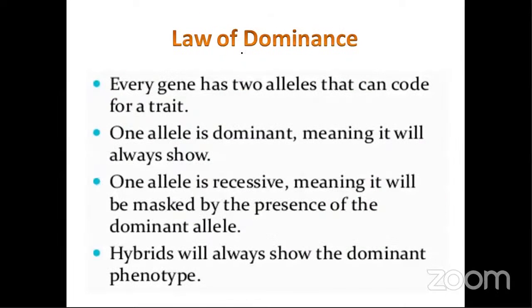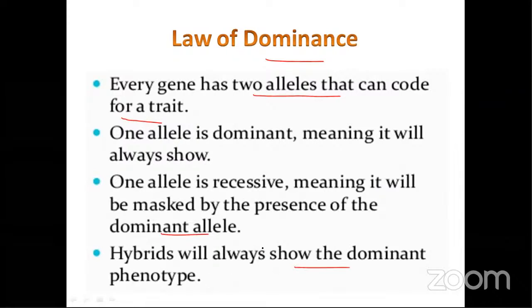So from the monohybrid cross only we are getting the inference regarding the law of dominance, which states that every gene has two alleles that can code for a particular trait, and one allele will be dominant. It will always show wherever it is present. One allele will be recessive. It will be masked by the presence of the dominant allele, and the hybrid will always show the dominant phenotype.